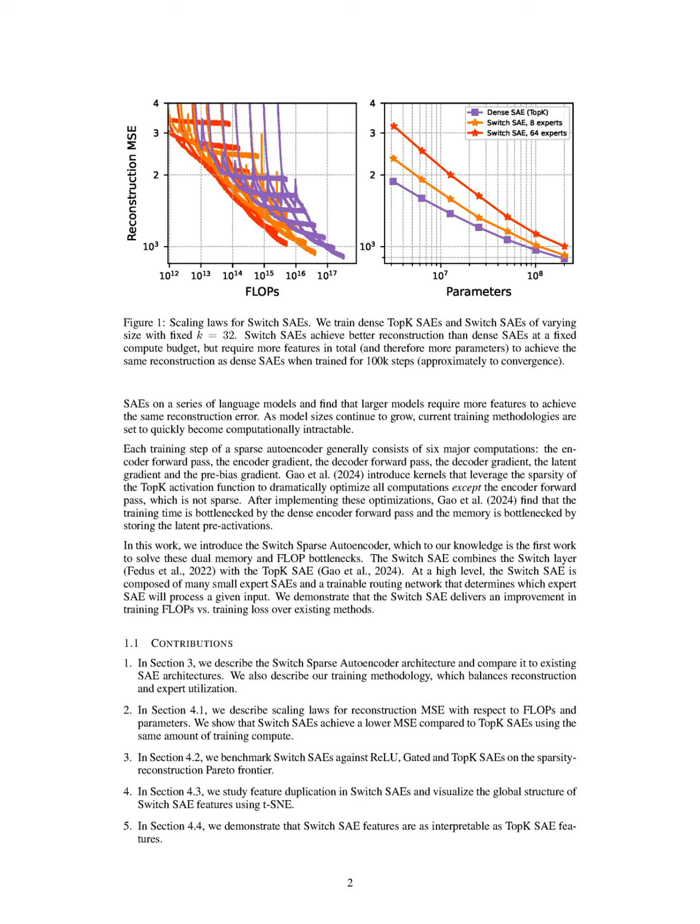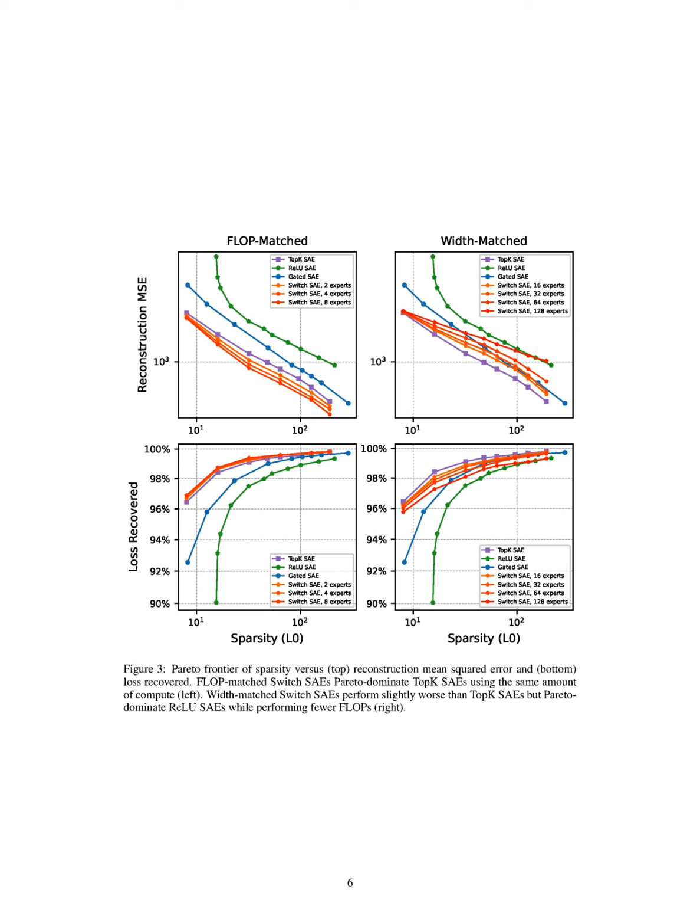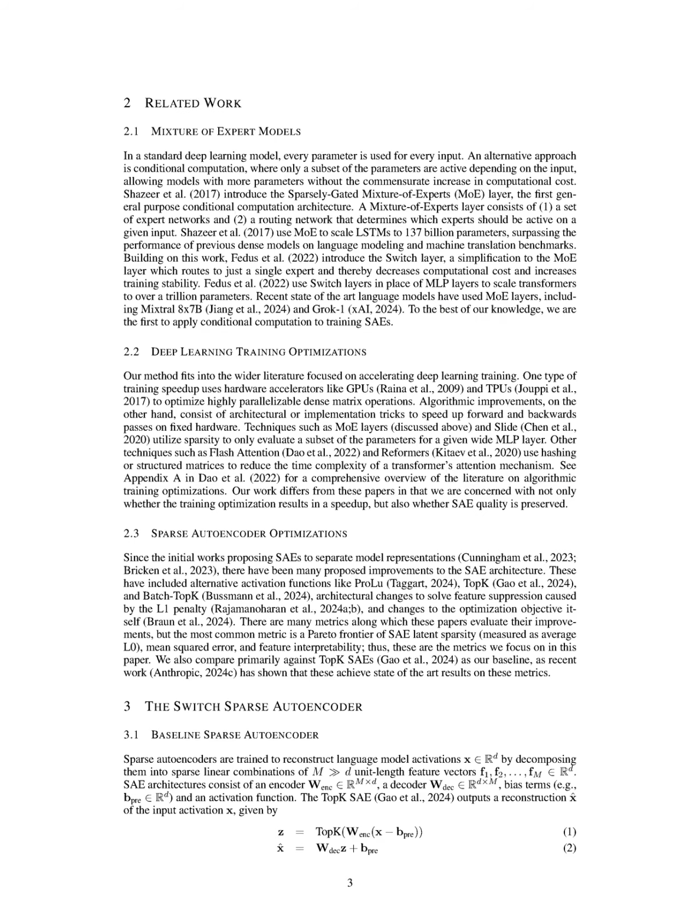The switch sparse autoencoder, switch SAE, offers several performance advantages over traditional sparse autoencoders like top-K SAEs. Firstly, it achieves a lower mean squared error (MSE) for reconstruction while maintaining the same computational costs, demonstrating improved efficiency in training, page 6. Additionally, the switch SAE can reduce the number of floating point operations, FLOPs, per activation by up to 128 times, which is particularly beneficial for larger language models, page 7.